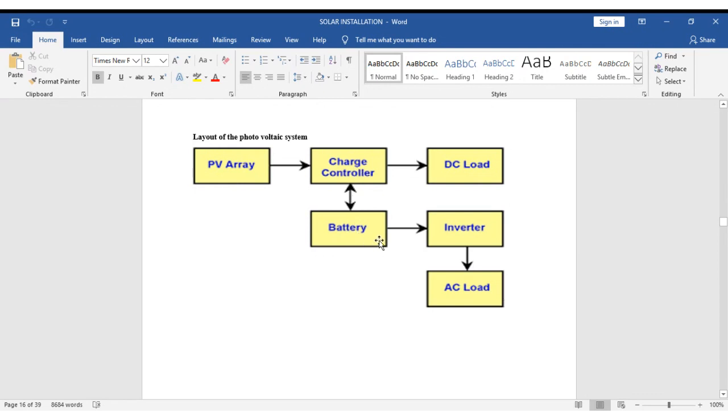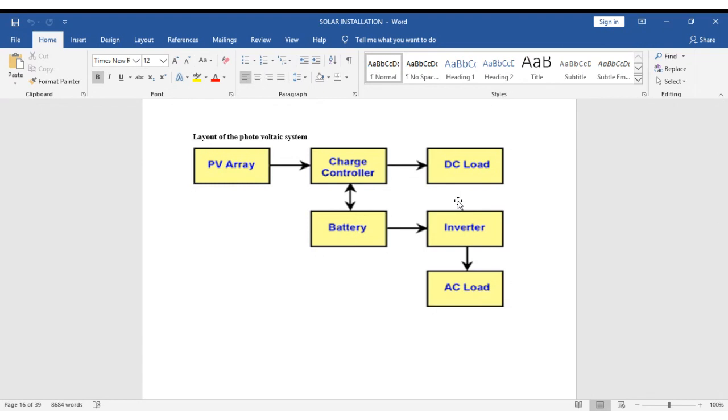Then from the battery to the inverter. The inverter's work is to convert the DC. Remember the charge is stored here in DC form. So the inverter converts DC to AC. And then from the inverter, now you're able to have your AC loads. If it's a large scale production of solar electricity, you can have the generators and so on. Still from the charge controller, you can have your DC load plugged directly.